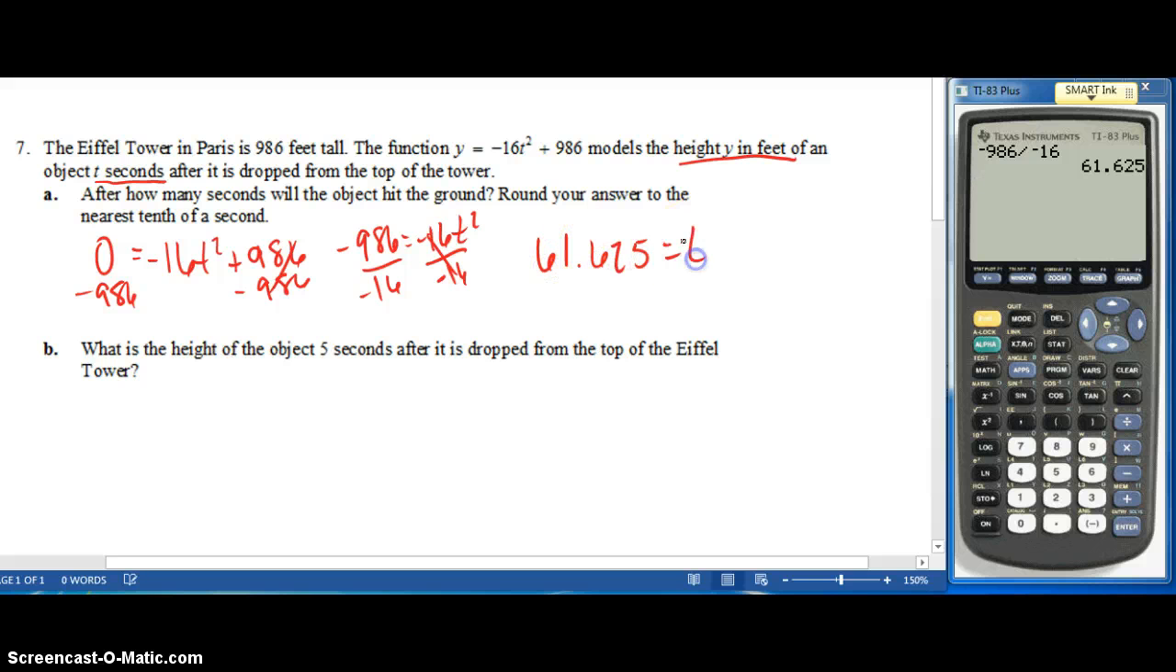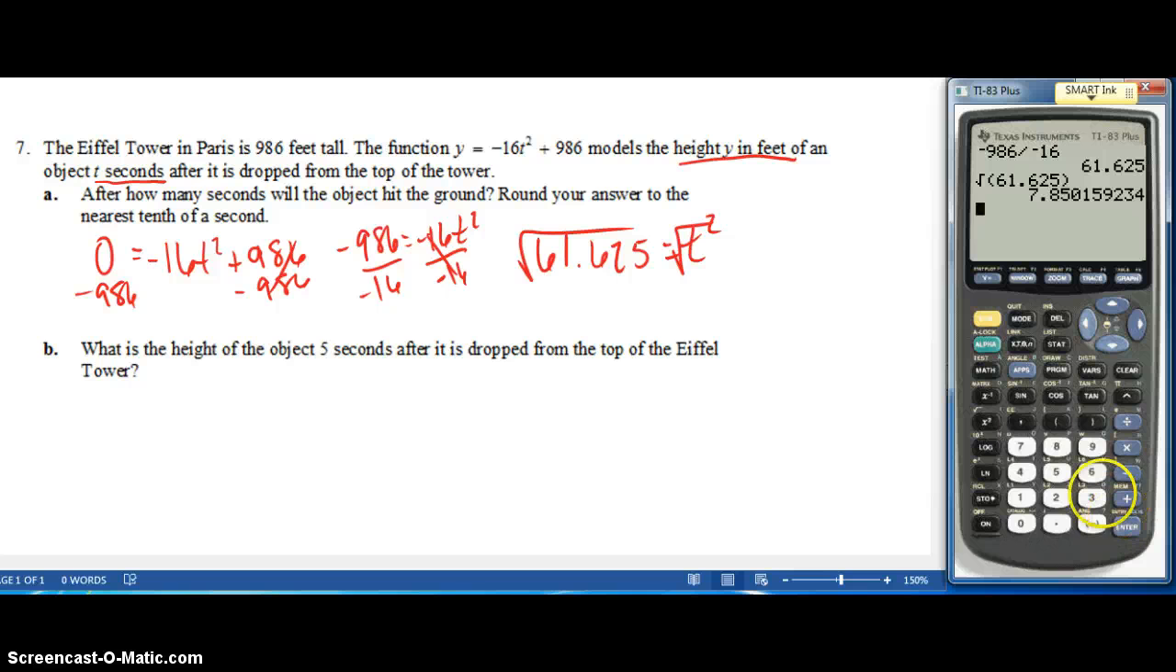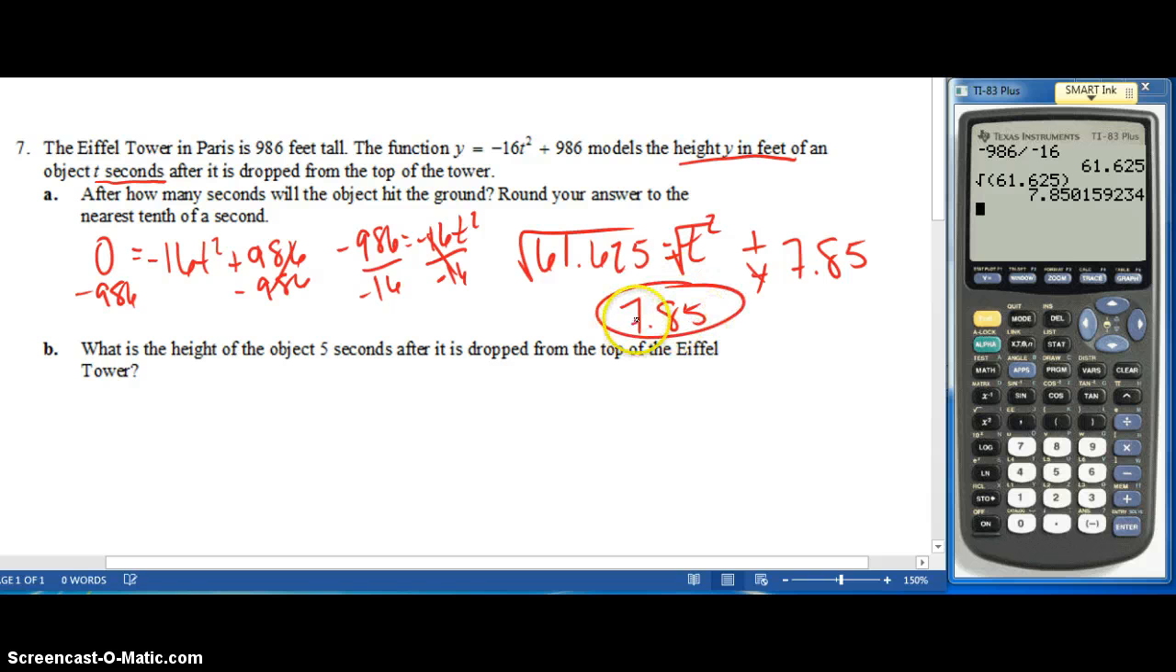61.625 equals t squared. And again, we haven't solved for t, we solved for t squared. So to do that, we take the square root of both sides, back to the calculator, 61.625, and we're going to get plus or minus 7.85 seconds, but we don't want to go back in time, so our answer is just going to be 7.85 seconds. Now, we're not done with this problem.